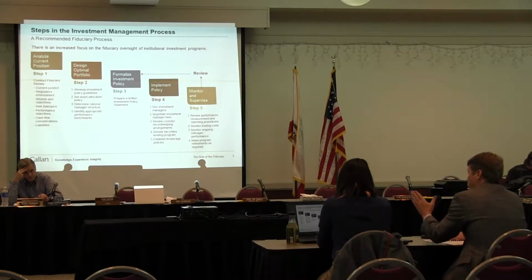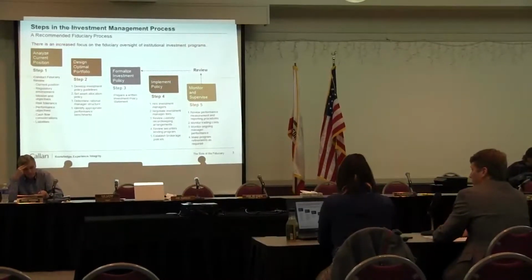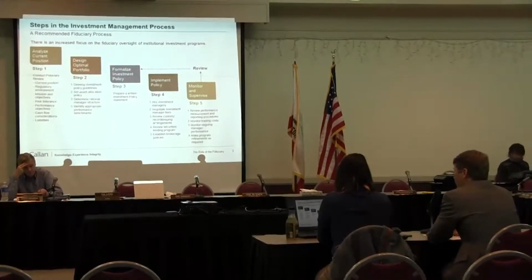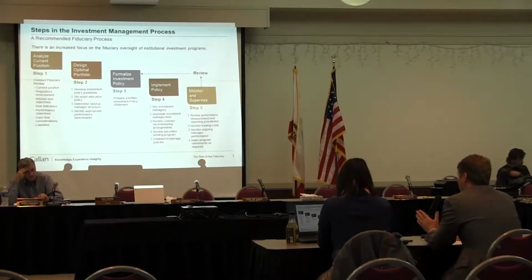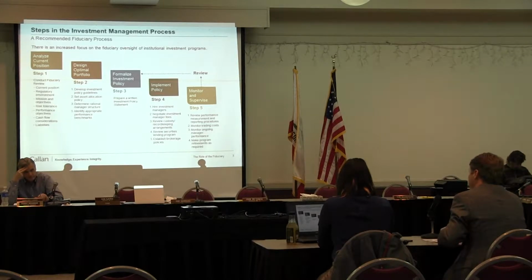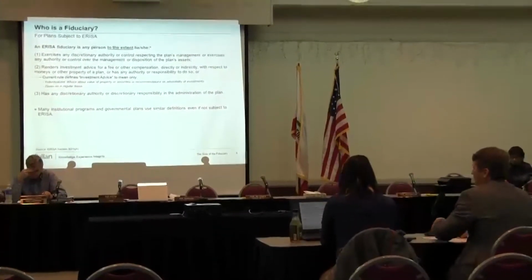So this is the full fiduciary process, and again, it applies to you and for any investment program that you would ever oversee. And today we're going to be talking a lot about the first 2 steps of this process, because again, you're going to be doing an asset allocation study in the first part of this year with us. So let's move ahead to page 4.